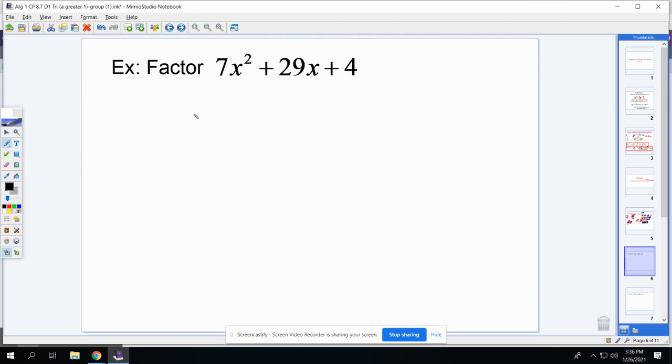Alrighty, next question. We've got 7x squared plus 29x plus 4. The first thing I want to do is look for a GCF among these. It does not appear that we have a GCF because 29 is prime. So since there's no GCF, let's write down our A, our B, and our C. Looks like A is 7, B is 29, C is 4. All right, now that we have found our A, our B, and our C, let's go ahead.